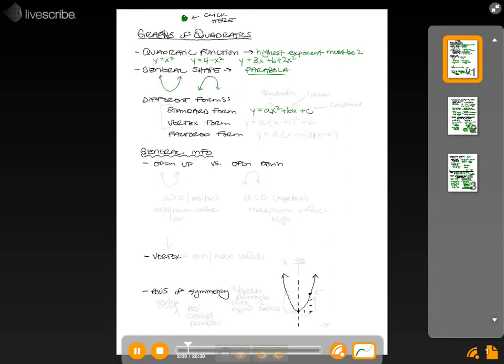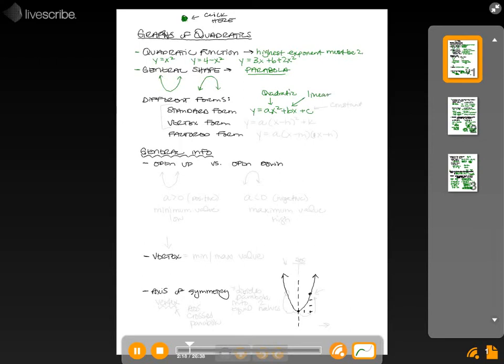Each one of these terms has a name. This first one is the quadratic term. The reason it's called the quadratic term is because it's got the x squared on it. That's the term that makes the function a quadratic function. It's got the square on that term. The bx is called the linear term.